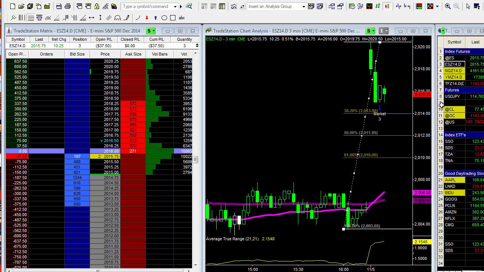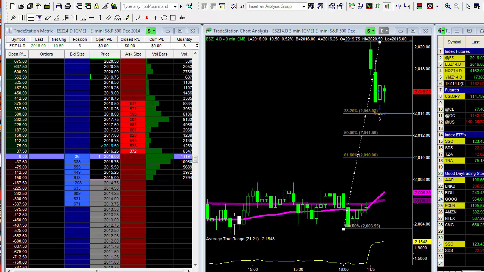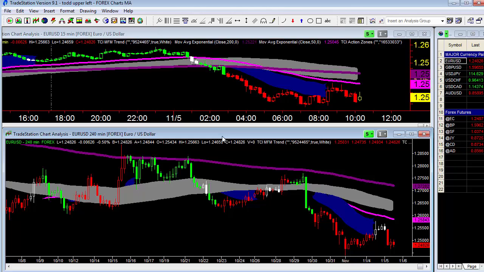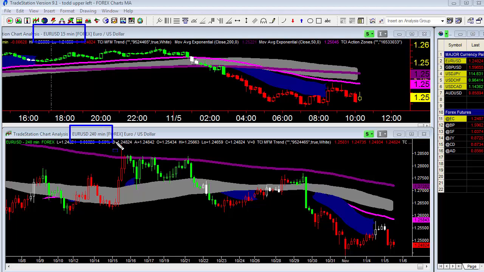So while we're looking at that, let's take a look at some Forex currency pairs as I am watching and day trading the S&Ps right now. Here, let me just switch over. And now what I want to show you is the Euro US dollar. I've got a split screen here, and you can see the top is a 15-minute chart, okay, and the bottom one is a 240-minute chart.